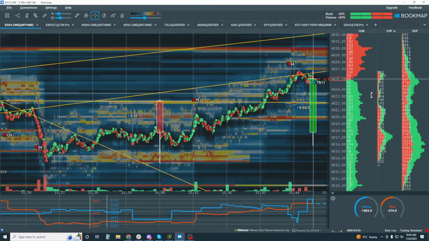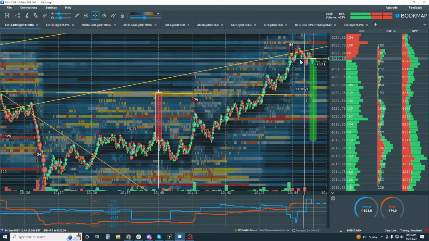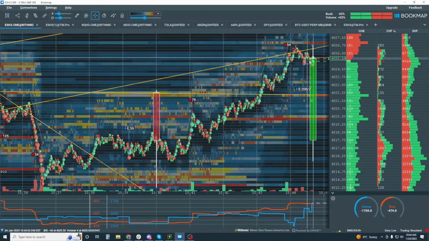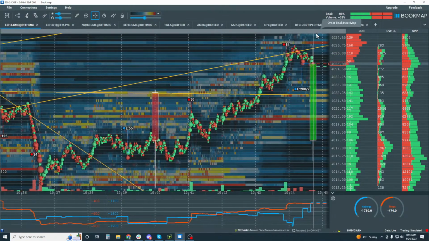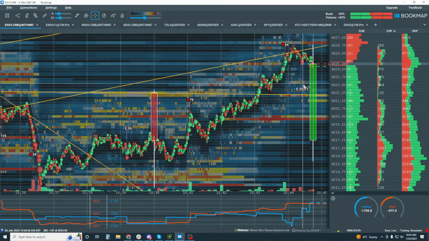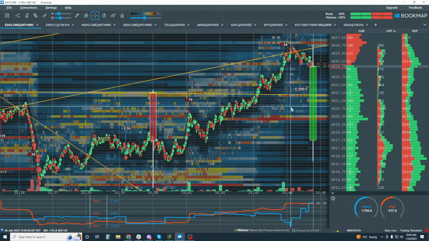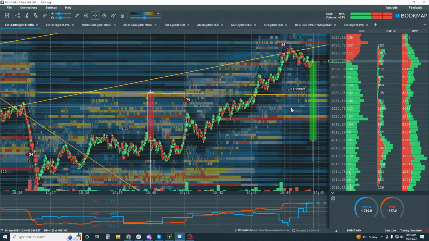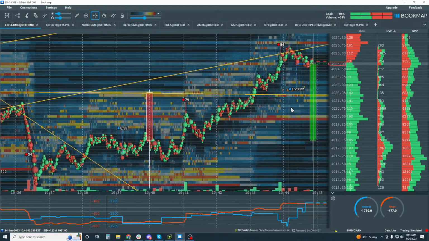Here's another pattern within a pattern, potentially. It hasn't played out yet. Strong volume, pullback, followed by strong volume. And that's what we'd be looking for. And that'd be your flag pattern or continuation pattern.